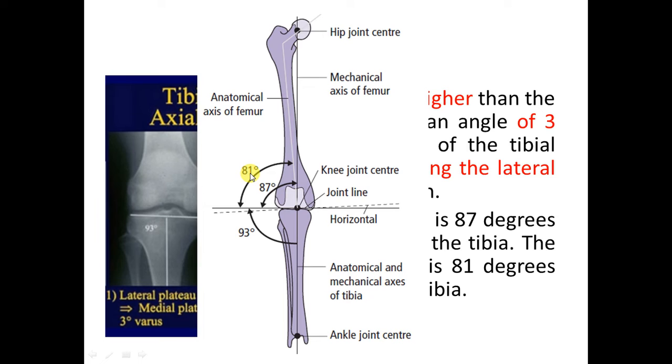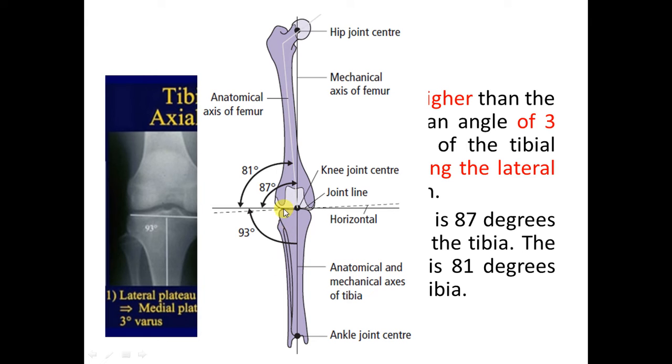So it is 9-degree valgus of the distal articular surface in relation to the anatomical axis of the femur. And this is about 3-degree varus of the proximal tibia in relation to the rest of the tibia. So here is 9 of valgus, and here is 3 of varus. So overall alignment is about 6-degree valgus.